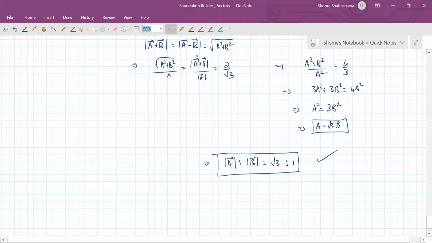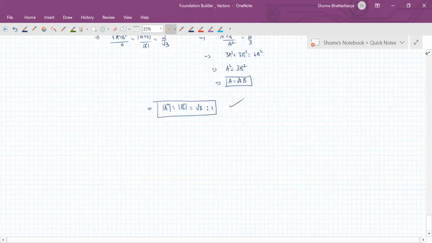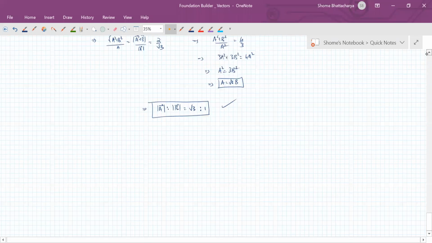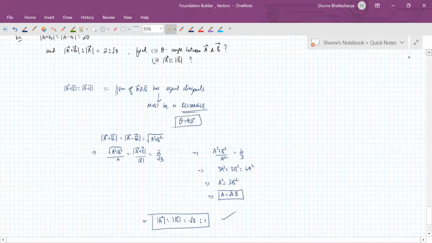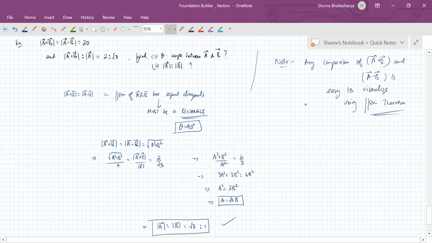So for questions like this which are a little bit analytical, any question where you have to compare sum and difference, it's usually easier to approach by using the parallelogram law. You can just note that as a guideline: any comparison of the sum of the two vectors and the difference of the two vectors is easy to visualize using the parallelogram theorem. And that's what we've done over here.